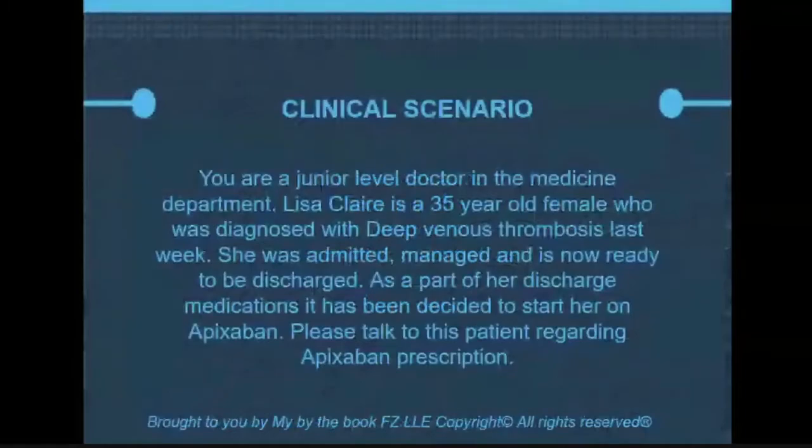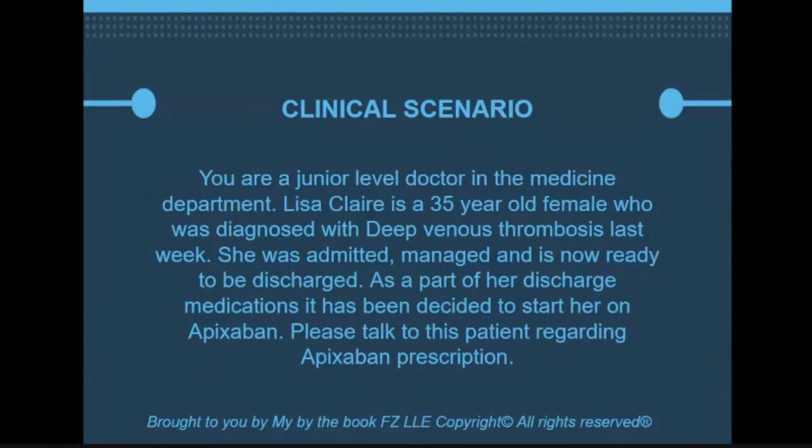Okay, let's begin. So the scenario is you are a junior level doctor in the medicine department. Lisa Claire is a 35-year-old who was diagnosed with deep venous thrombosis last week. She was admitted, managed, and is now ready to be discharged. As a part of her discharge medications, it has been decided to start her on Apixaban. Please talk to this patient regarding Apixaban prescription.